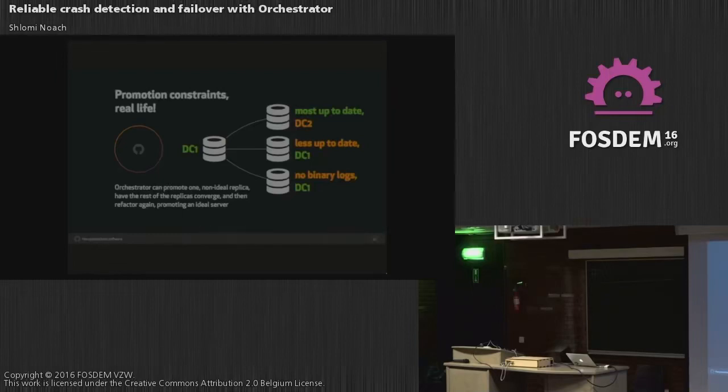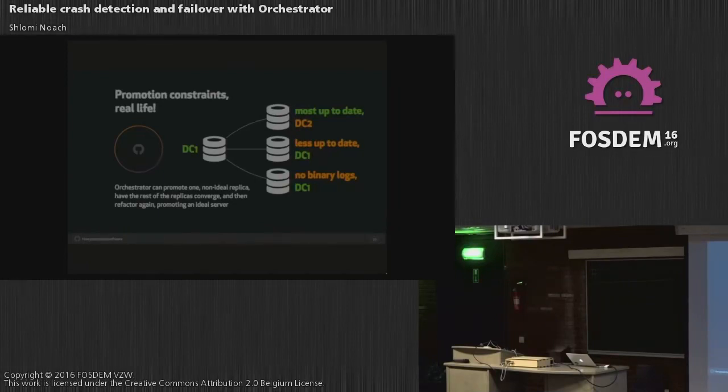So, what happens if we have multiple problems, right? This one is the most up-to-date, but in the wrong DC. This is less up-to-date in the right DC. This has no binary logs in the right DC. And Orchestrator actually figures all this out and tries to give you the best solution under the circumstances.